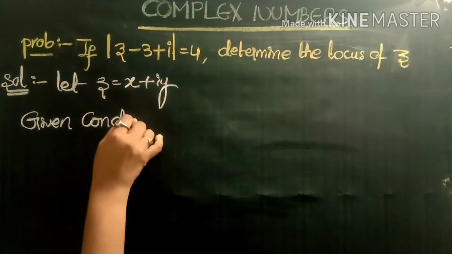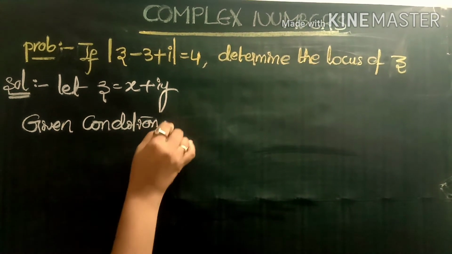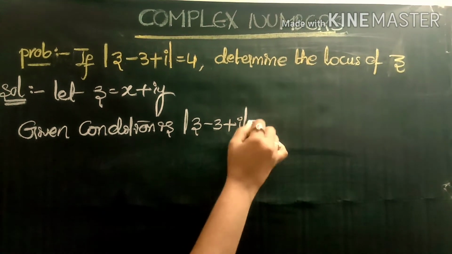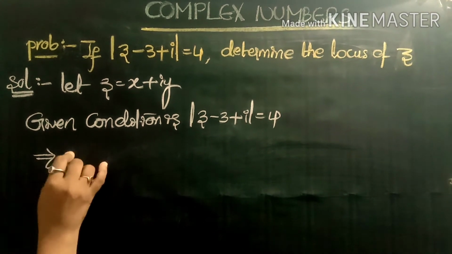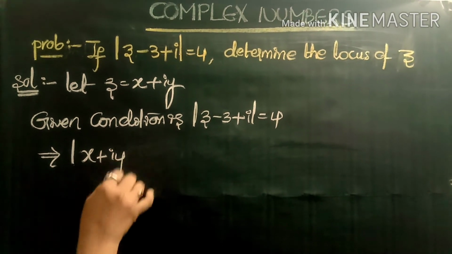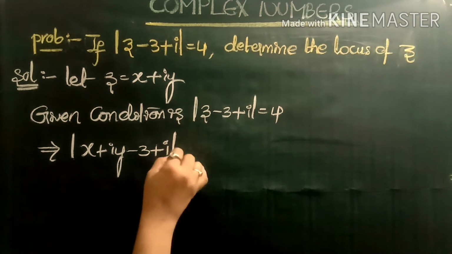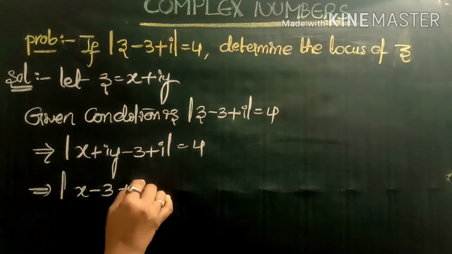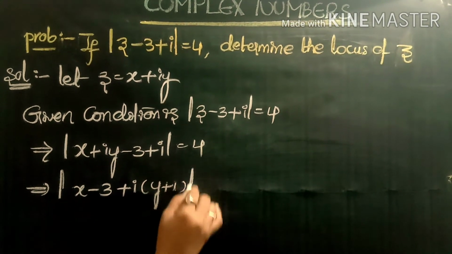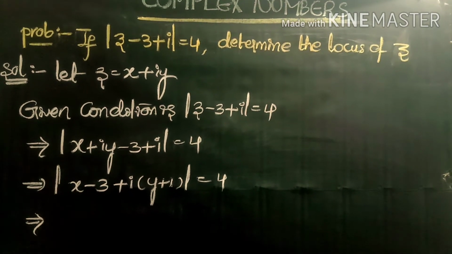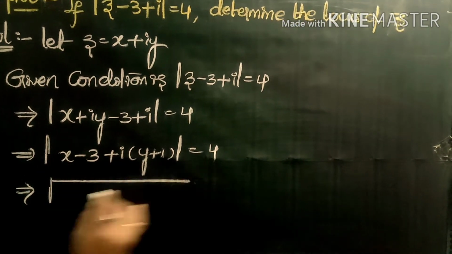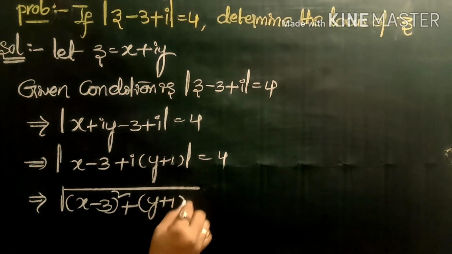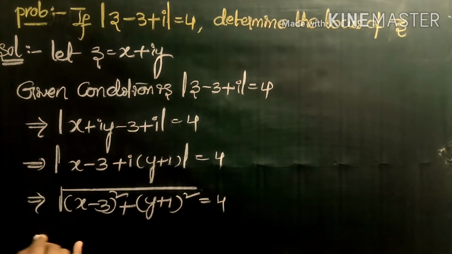The given condition is mod z minus 3 plus i is equal to 4. Now in this condition we are substituting the z value: mod x plus iy minus 3 plus i is equal to 4. That is mod x minus 3 plus i into y plus 1 is equal to 4. Now taking the modulus of this complex number, that is square root of real part whole square, x minus 3 whole square, plus imaginary part whole square, y plus 1 whole square, equals 4.